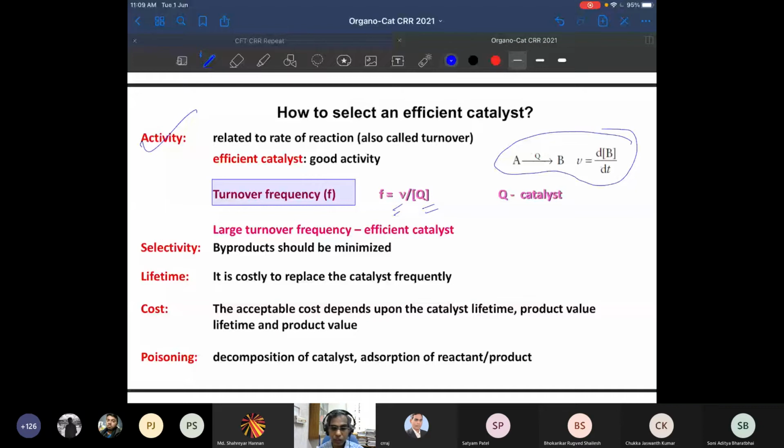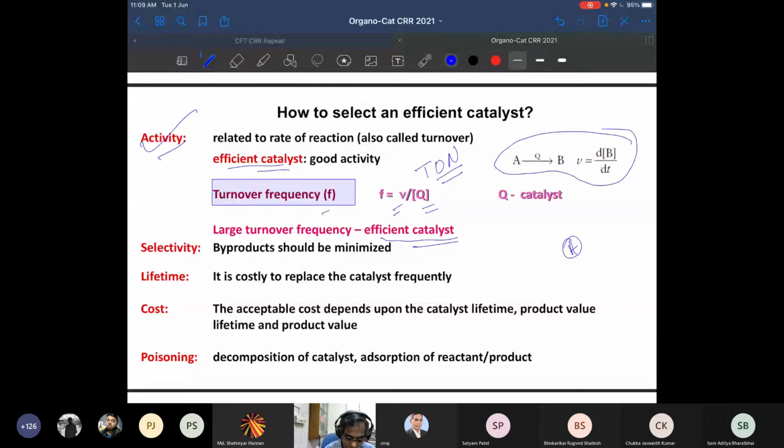A larger turnover frequency basically means an efficient catalyst. If I have a catalyst A, how many times can it undergo collision or catalyze that particular reaction in a single reaction container, the reaction mixture? How many times can the same catalyst be recycled again and again? That will define your activity, or how efficient the catalyst is in terms of TON, the turnover number, or turnover frequency. Here I mentioned the turnover frequency.